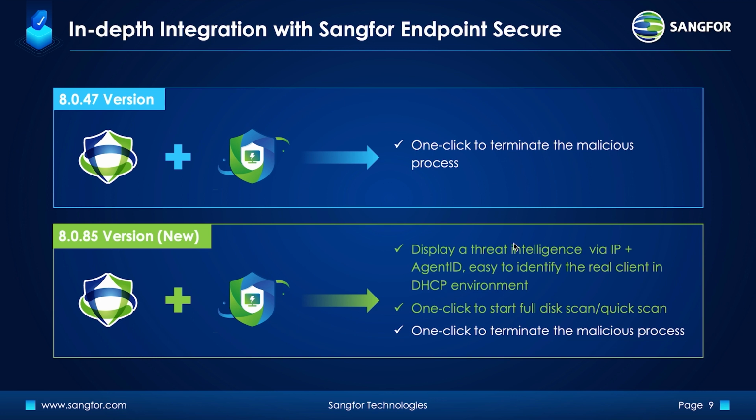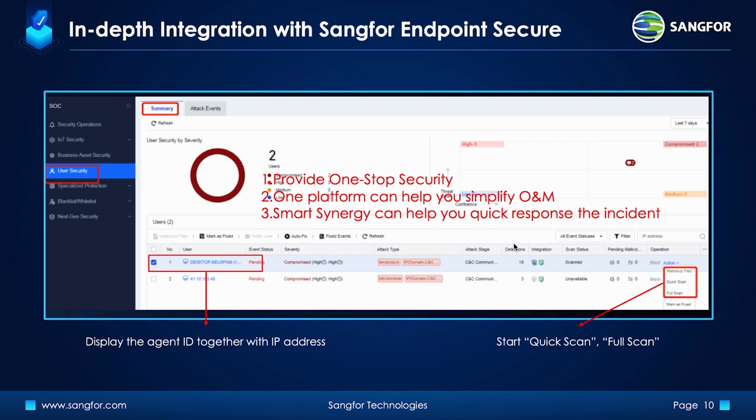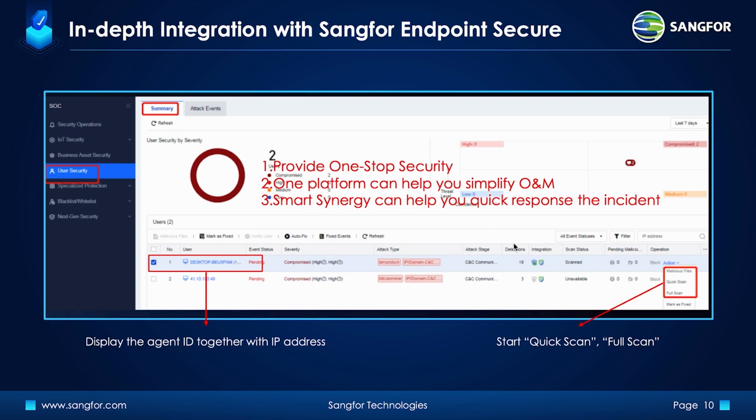And we also can support the previous function, one click to terminate the malicious process. Let us see the detail of this function. As you can see, now we can display the agent ID together with the IP address, easy to help you to see and trace the agent. And you also can use the firewall to start a quick scan or force scan in your environment.